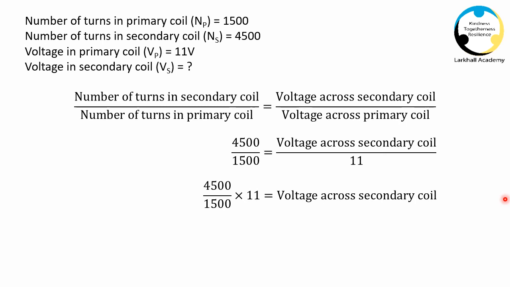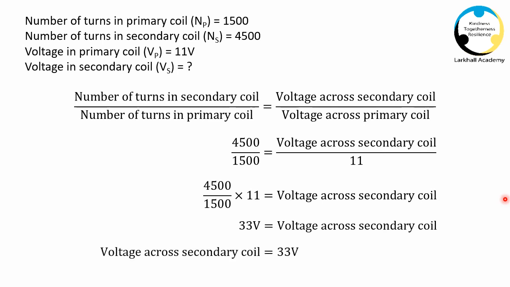So now we can plug those numbers into our calculator. We do 4500 divided by 1500, then we multiply that by 11, and of course we come out with 33 volts. So that is the voltage across the secondary coil. At this point, personally, I would change this around, because I just prefer the words to be on this side. So the voltage across the secondary coil equals 33 volts. That's not something you have to do, but you would get your mark here as well.